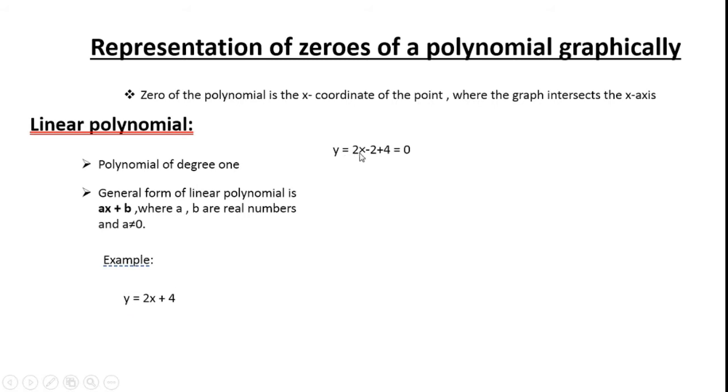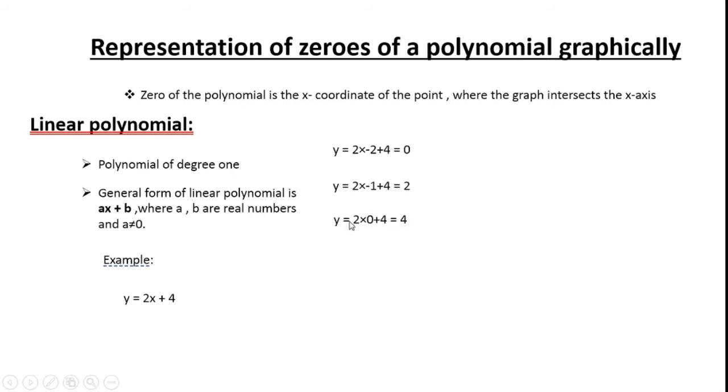So y equals 2 into minus 2 plus 4. See here, instead of this x, I gave minus 2. x equal to minus 2. So 2 into minus 2 plus 4 equals 0. Next, y equals 2 into minus 1 plus 4. That means x equals minus 1. So 2 into minus 1 is minus 2, plus 4 is 2.